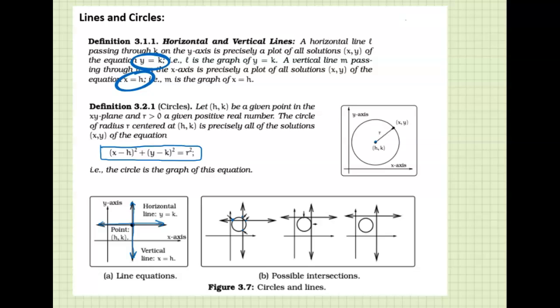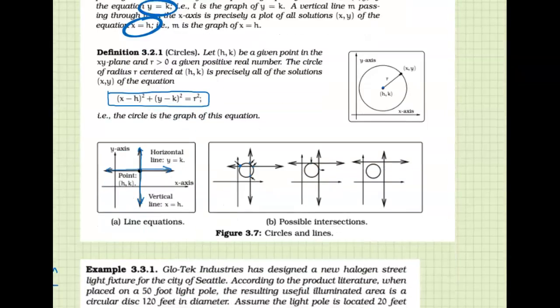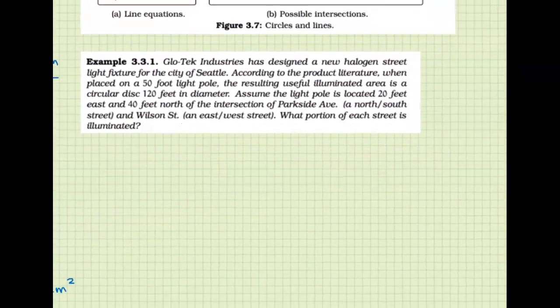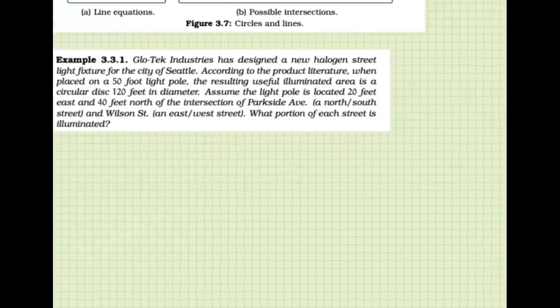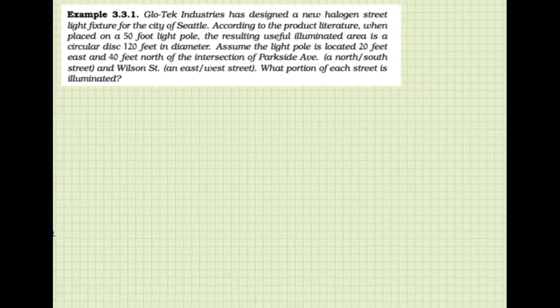Or sometimes they could be tangent, but you still find it the same way. Sometimes they don't intersect, and if you plug the equations into each other and they don't intersect, then you get no solution, so there are no intersections. All right, let's look at an example that goes along with these. Basically, you want to be familiar with the equation of a vertical line, a horizontal line, and the equation of the circle.